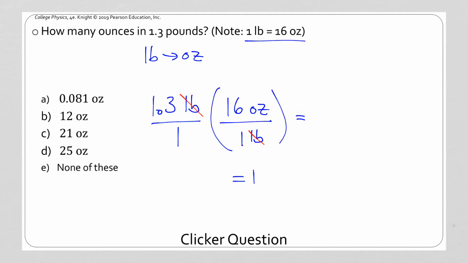I'm going to just multiply across the top and bottom. The 1 times 1 is just 1, so I can omit that in the denominator. I'll multiply across the top here. And I get 20.8 ounces. In this case, I have 2 sig figs for my initial measurement, so I need to round this to 2 sig figs for my final value. And so I'm going to go ahead and round this to 21 ounces.